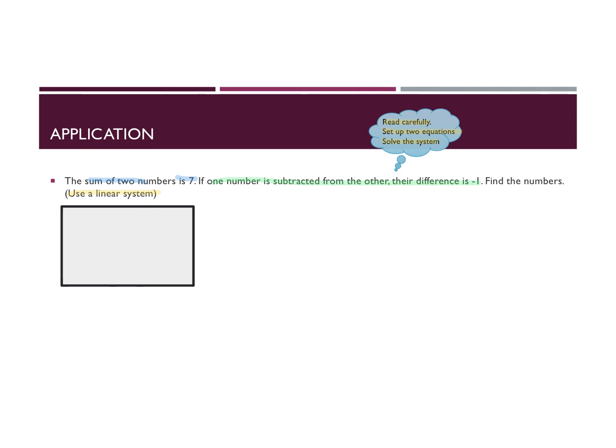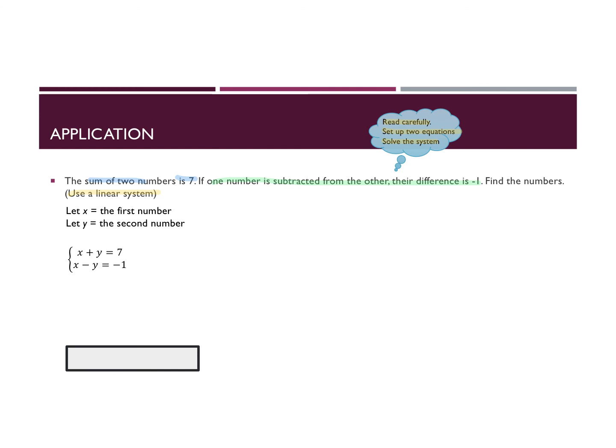So we know we have two random numbers. So if it were me, I would probably say x is the first number, y is the second number. And if I have the sum of two numbers, what operation does that mean? Well, that means to add. So we know x plus y is 7. And if one number is subtracted from the other, their difference is -1. Okay, so x minus y is -1.